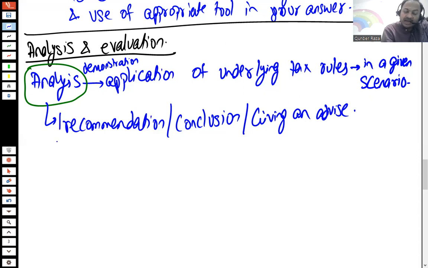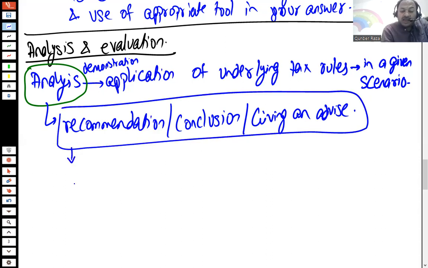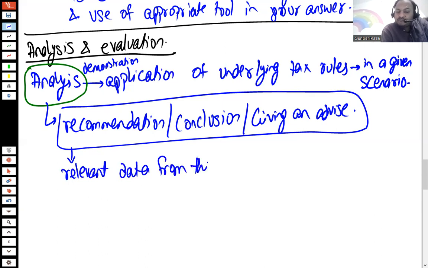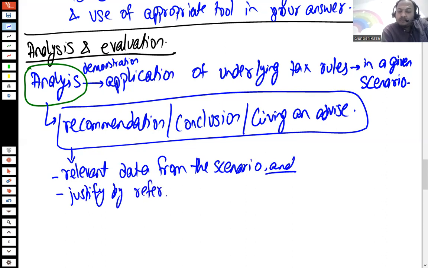And as part of analysis, as part of professional skill, one very important aspect is that you should use the relevant data from the scenario, right? You should pick the relevant data from the scenario, and you should justify your answer by reference to the scenario rather than keeping it as a general discussion, right?